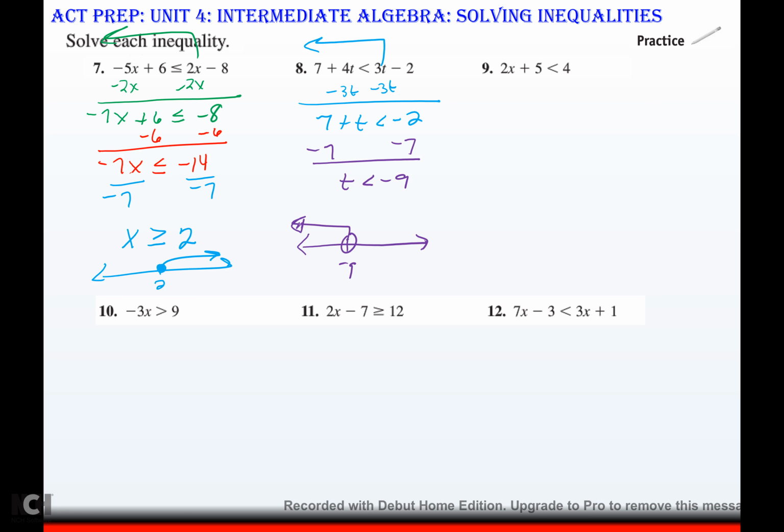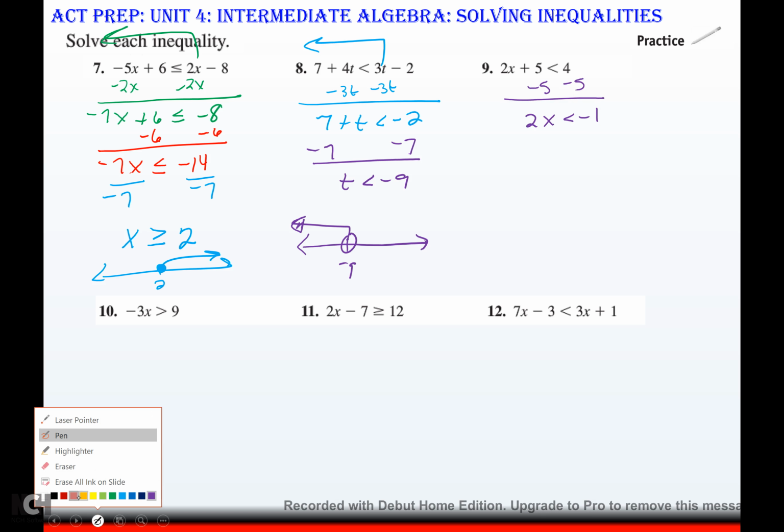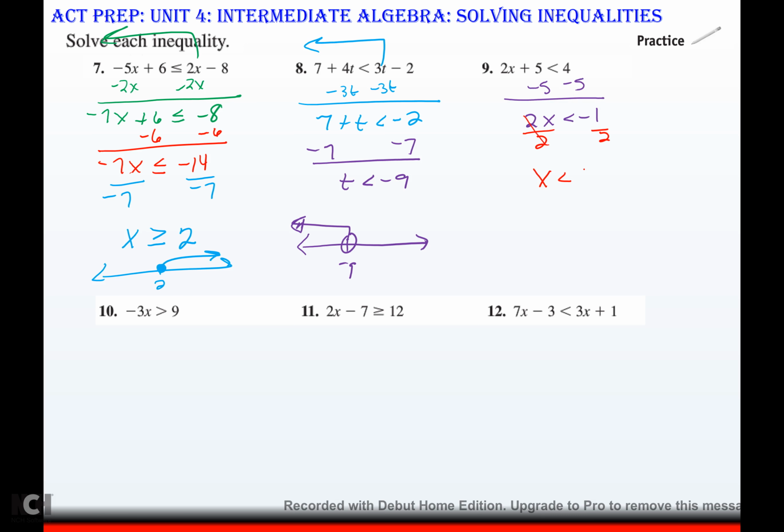Okay? On 9, all I have to do is subtract 5. That gives me 2x less than negative 1. And I'm going to divide by 2. I don't have to flip because even though this side's going to end up negative, my 2 was not negative. What I divided by wasn't negative, so it does not flip. So this says that I cannot include negative 1/2, but anything smaller will work.